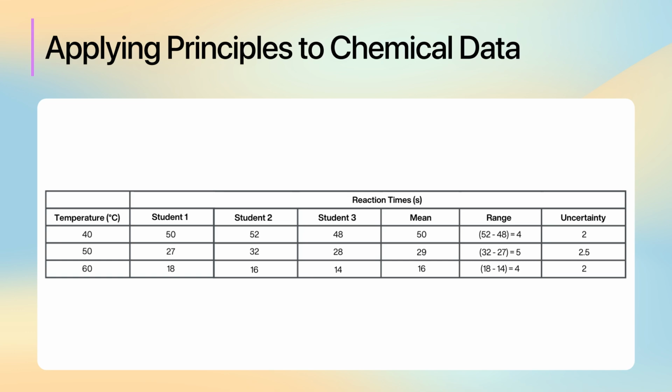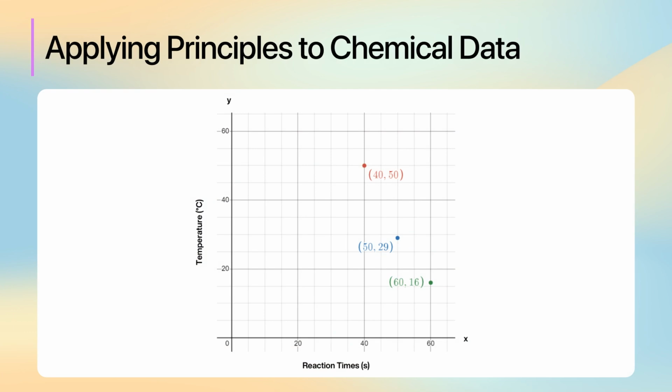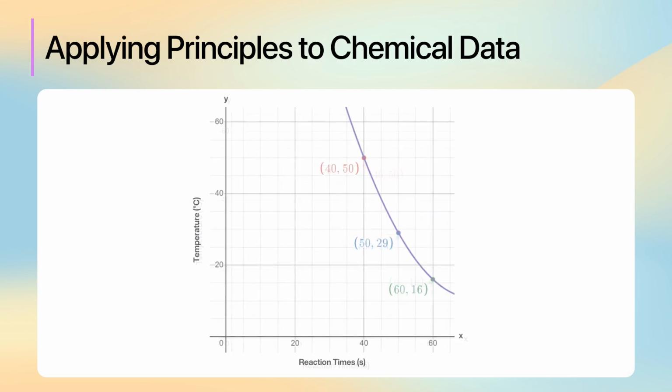This is a lot of information. We can represent this graphically on a temperature versus reaction time graph. We start by plotting the mean readings normally. Then we can draw a curve of best fit. However, how do we represent the uncertainty?